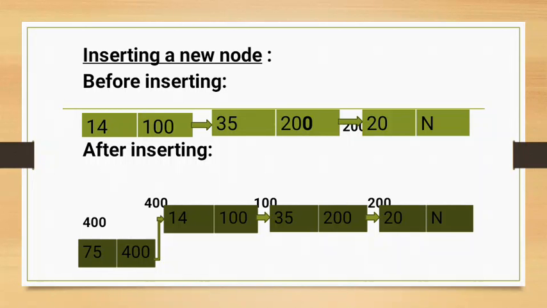So I'm back, guys. Look at the logical way of inserting a new element at the beginning. Our linked list before inserting is 14, 35, and 20. Now we want to insert 75 at the beginning. Look at what is happening. Our linked list after inserting is now 75, 14, 35, and 20.